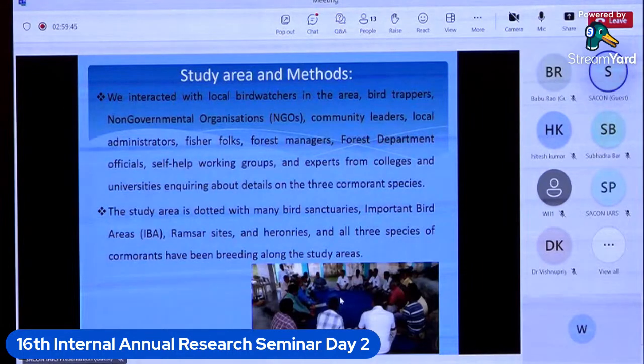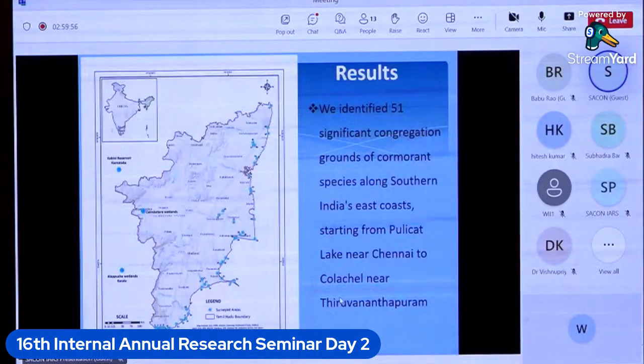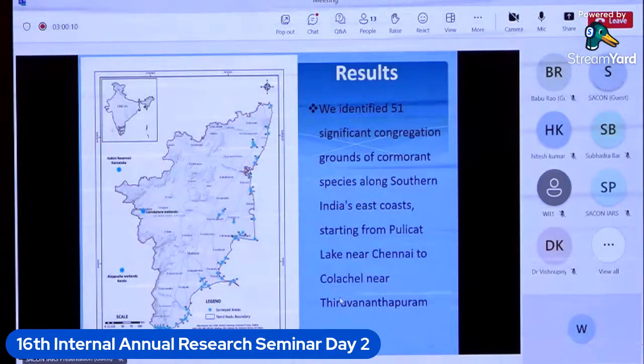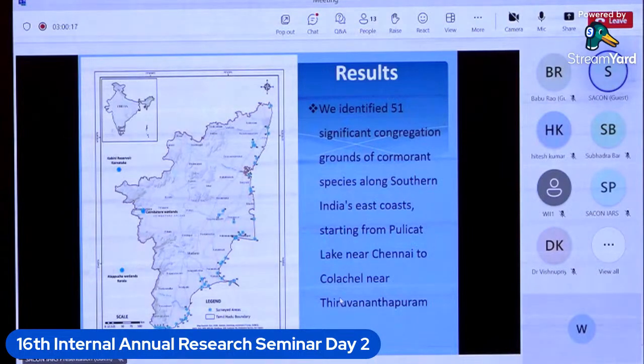And interestingly, many of the areas that we came across are dotted with bird sanctuaries, IBAs, and Ramsar sites all along the coast and the islands. And these are the results that we got. We identified 51 congregation sites all along the east coast of Tamil Nadu, starting from Pulicat Lake near Chennai to Kolachel, Thiruvananthapuram. So these are the broad areas; the blue dots indicate the important congregation sites of these birds.